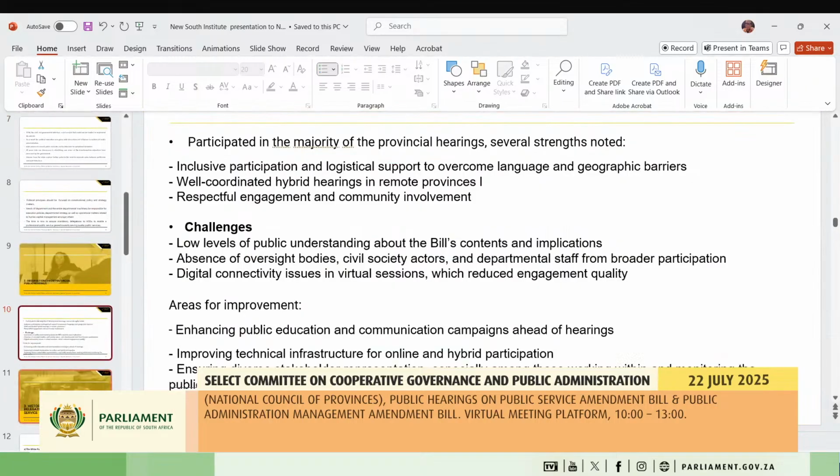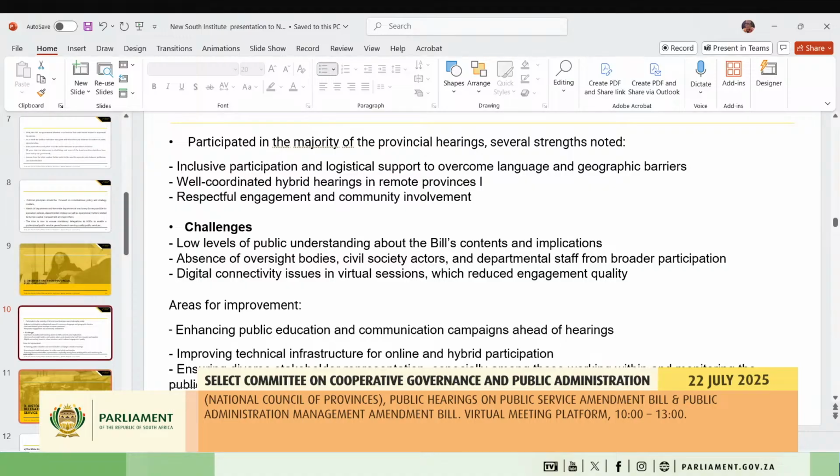I highlight a few observations from the provincial hearings that we participated in. We participated in a majority of these hearings, and there were several strengths and challenges. Strengths included inclusive participation and logistical support to overcome language and geographical barriers, well-coordinated hybrid hearings in remote provinces, and respectful engagement and community involvement.